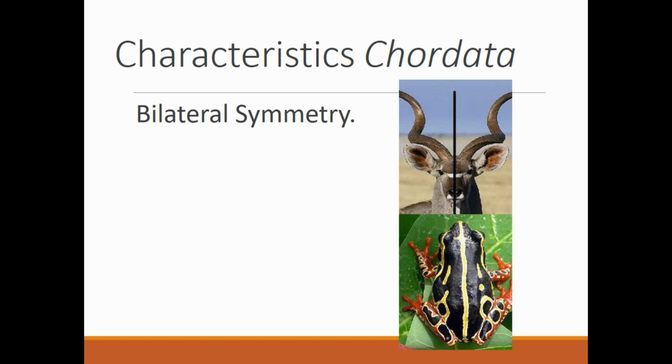Bilateral symmetry is when there's only one plane that you can use to divide the animal to get equal right and left portions. And as we see on this kudu here, that plane is going to be right here. If you go down that animal's body that way, that would divide that animal into equal right and left halves. And this colorful tropical frog down here, its natural coloration gives us that yellow line that runs right down the middle between his eyes, and that is the only plane that you can use to divide that animal into equal right and left halves, and that is bilateral symmetry.